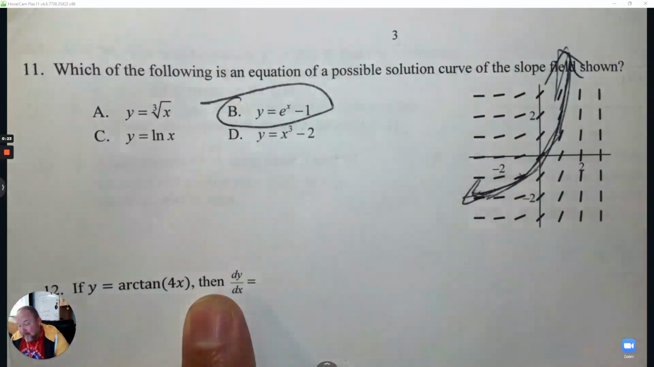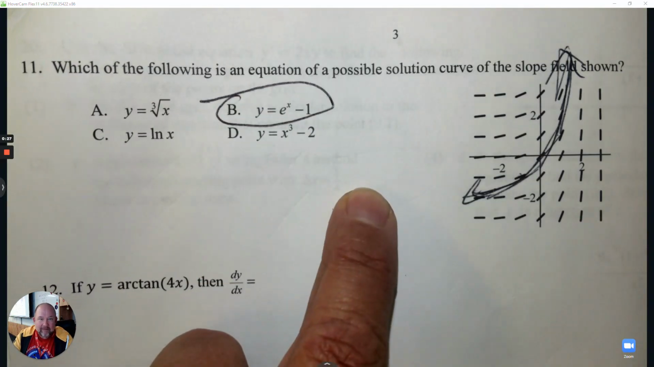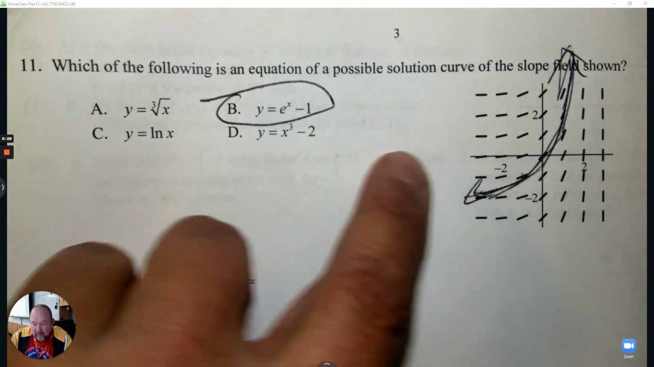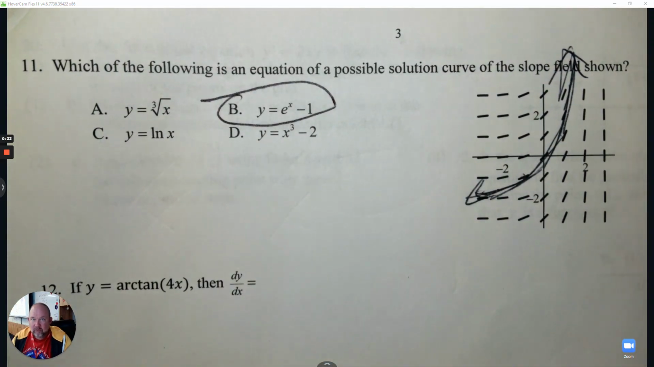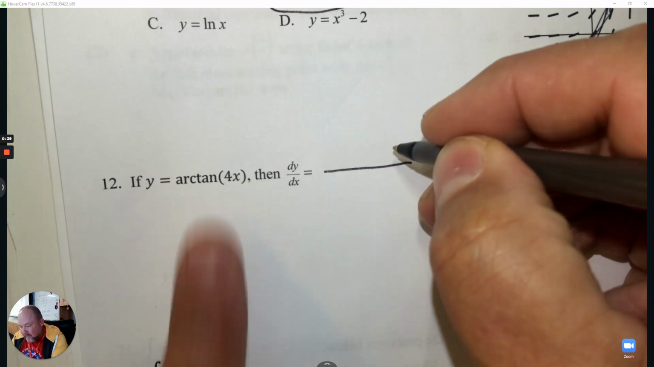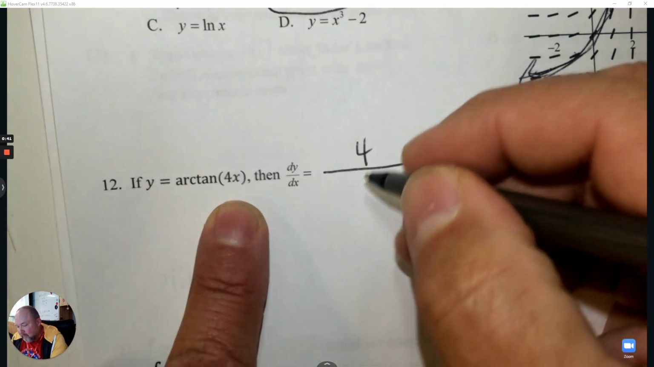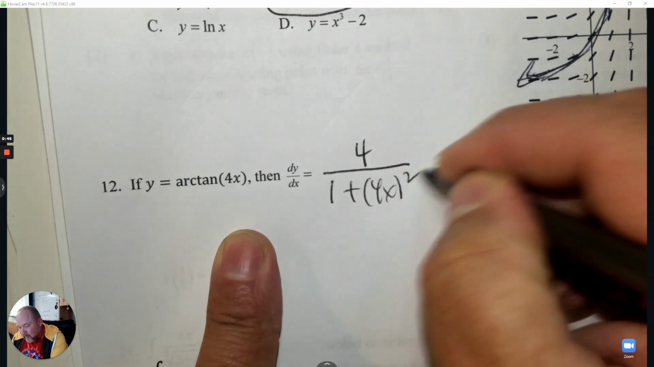It's one of these right there. That is an exponential curve. Up to the right, flat left, and -1 or whatever number it is. This is an exponential curve and it only matches with B. So it's good to know the graphs and your functions to know which one would match. Number 12, do you know your derivative rules? I'm sure. The derivative of 4x, the hook is 4, and then the formula is 1 plus 4x squared. Done.